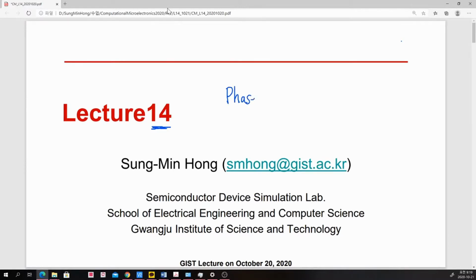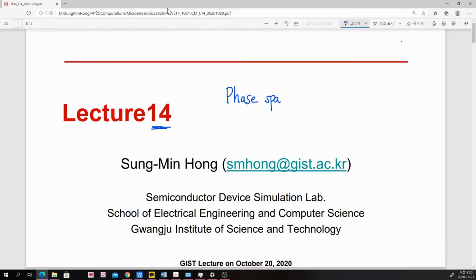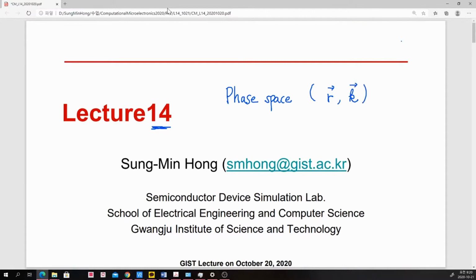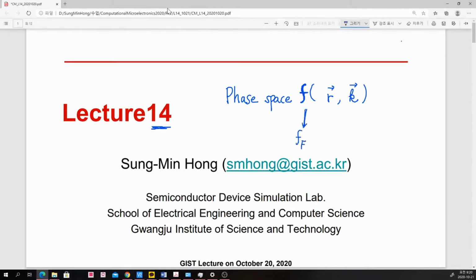Okay, so phase space contains two pieces of information: the position of our electron gas and the momentum of our electron gas. In order to represent its distribution, we introduce the electron distribution function f, and this f reduces to the Fermi-Dirac distribution when we consider an equilibrium system.